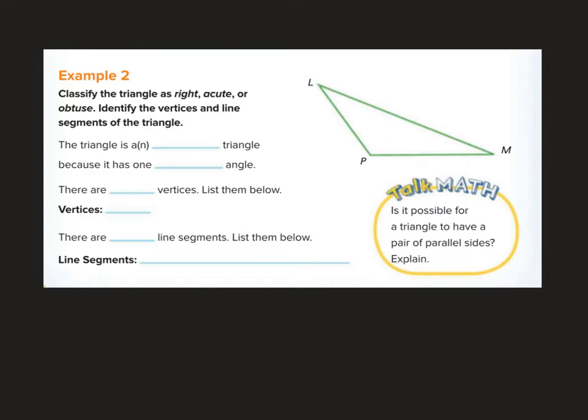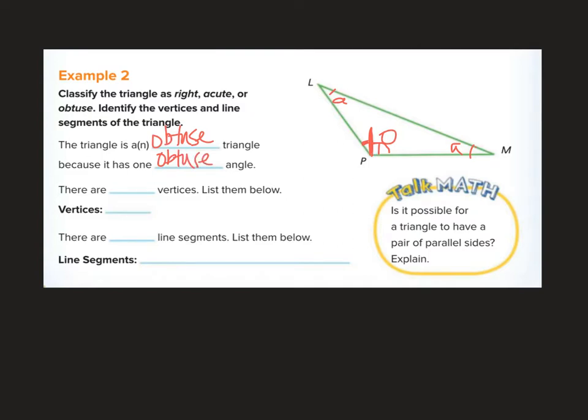Okay, so let's use that information and see what we've got here. Classify the triangle as right, acute, or obtuse, and identify the vertices and line segments of the triangle. So here we have a triangle. I'm noticing this is acute. But this one here would be my right. This one's larger than a right, so this is an obtuse angle. So this is an obtuse triangle then, because it has one obtuse angle.